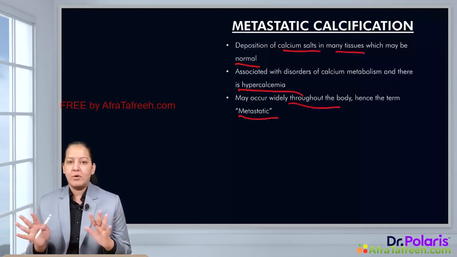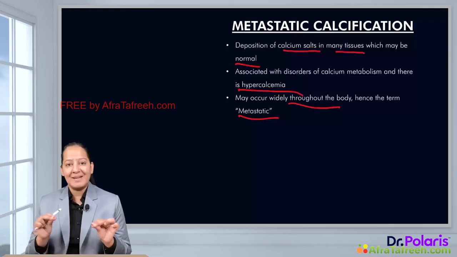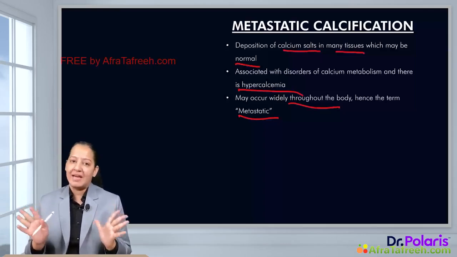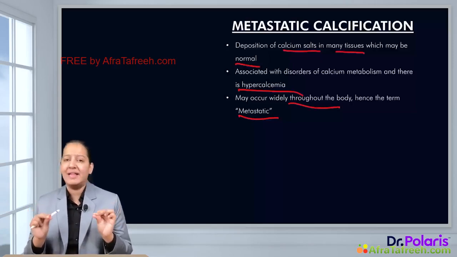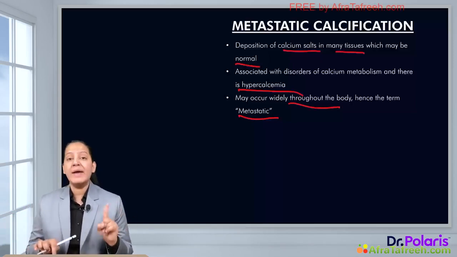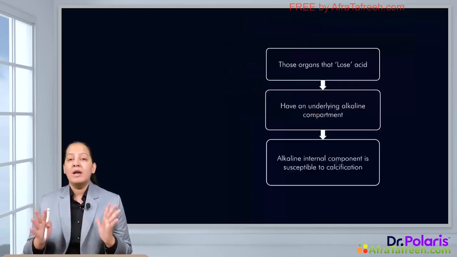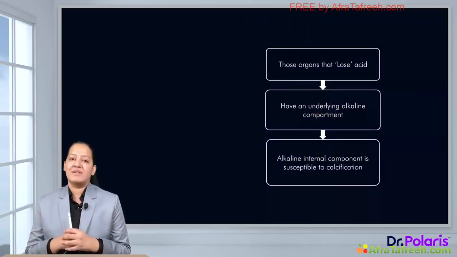So it is a misnomer, you can say. Metastatic, the word here, metastatic calcification, means that it can occur throughout the body, in any part of the body, not only in dead and degenerated tissue. It is widespread. It can get deposited in any healthy, normal human tissue. So that's why it is known as metastatic. Now, let's discuss the pathogenesis of metastatic calcification.